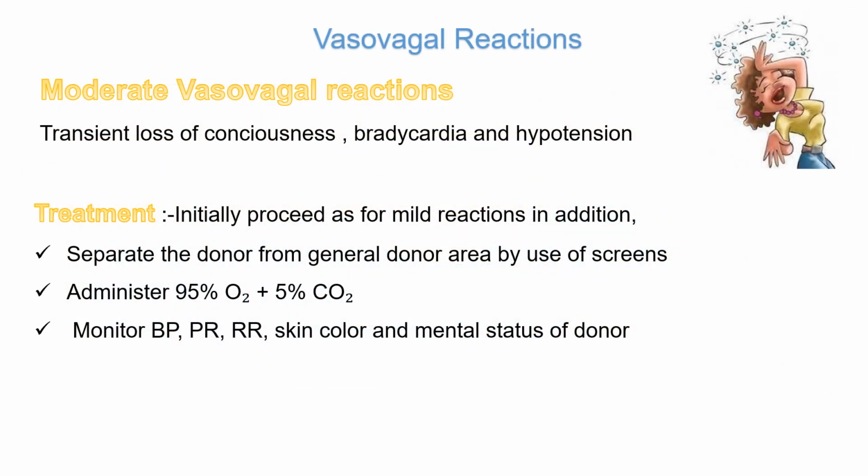Then moderate reactions can include transient loss of consciousness, bradycardia, and hypotension, and this is how you can treat them. Similarly, as we treated the mild reaction, use the screen to separate the donor from the other donors. You can administer 95% oxygen and 5% carbon dioxide, and check the vitals of the donor.